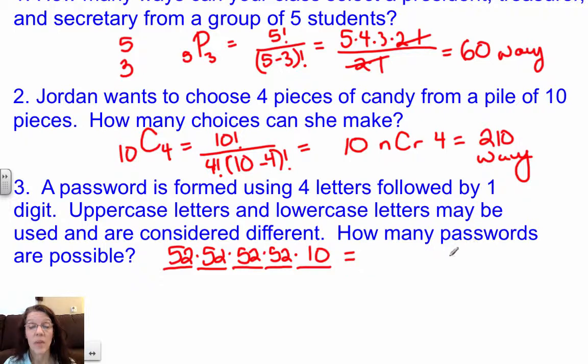Now, multiplying that out gets kind of long, but we can use our calculator to help us out. It's the same thing as saying 52 to the fourth power, and then multiplying that by 10. When we do that, we get 73,116,160 different passwords.